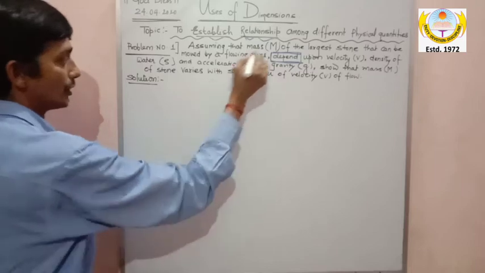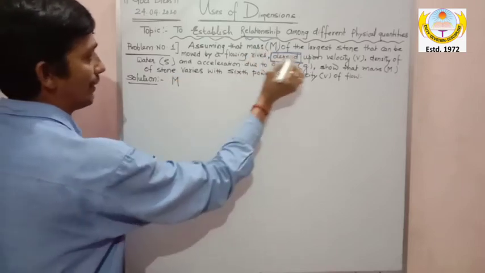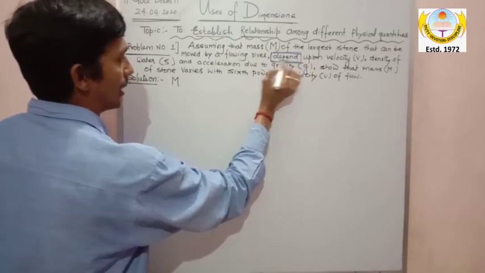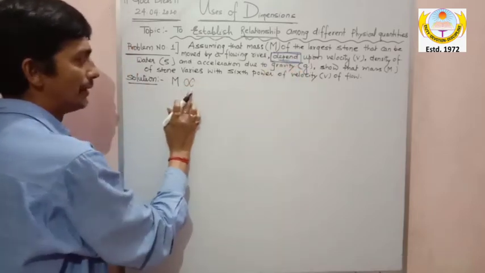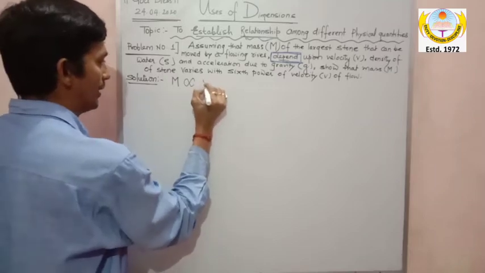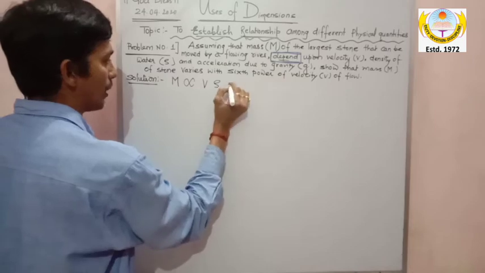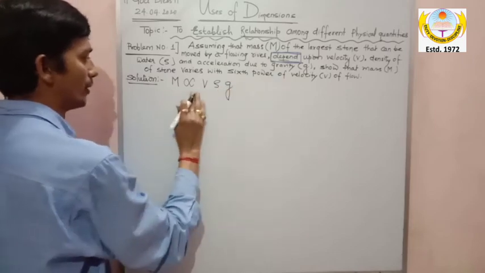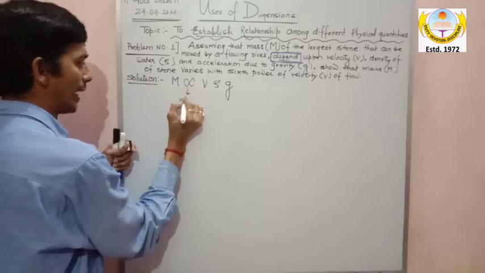Okay. So now here M is denoted by capital M, where this word depend, I will put this way. So M depends on velocity, M depends on density, and M depends on acceleration due to gravity. You can see here, this sign represents depends.